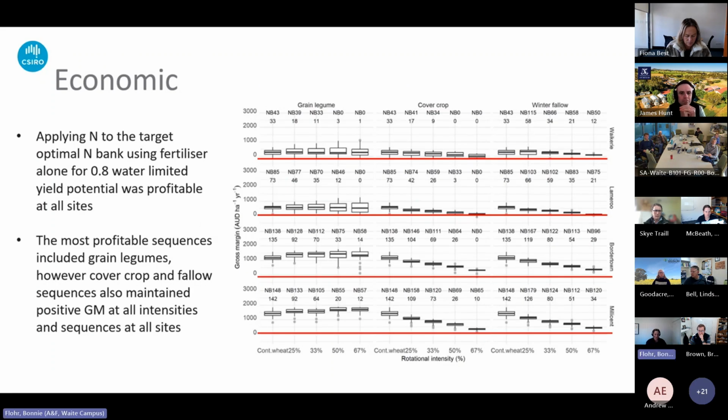So then moving on to an economic figure, the red line is showing 0. And these figures are showing that applying the N to the target optimal N bank, which is the continuous serial rotation, was profitable at all sites. And the most profitable sequences included grain legumes. However, cover crops and fallow sequences also managed to maintain a positive gross margin at all intensities and sequences at all sites, though it declined.